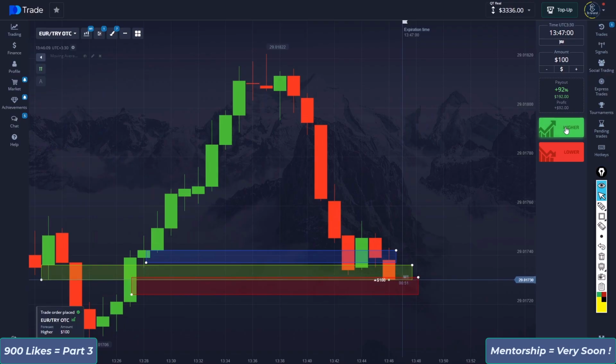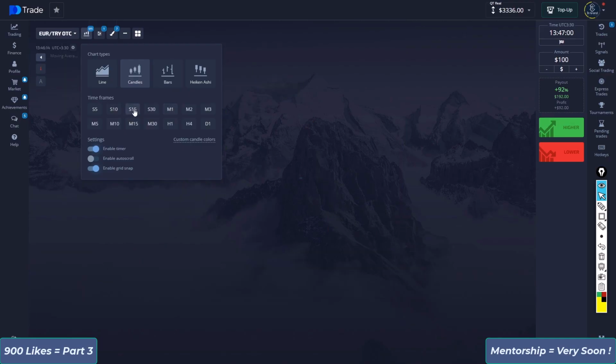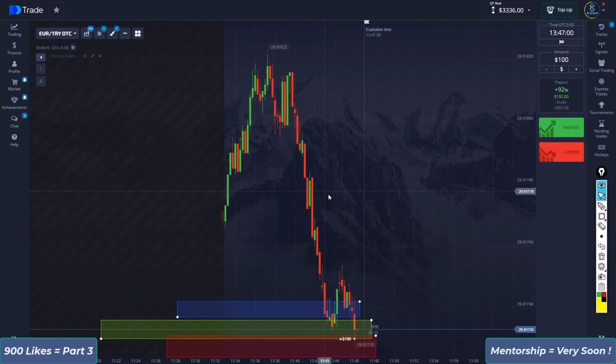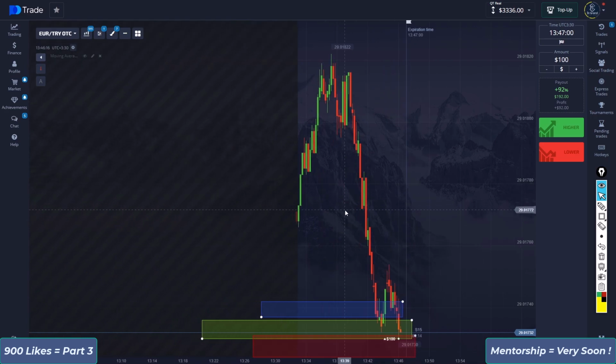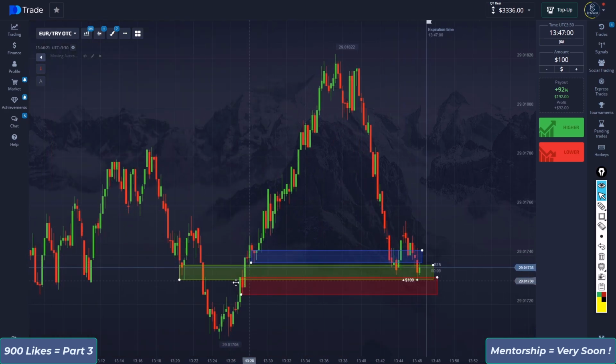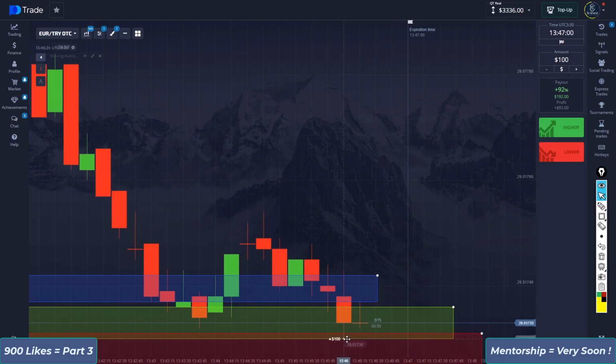I entered right here, at this red area. Let's go to the 15-second. I want to show you the importance of the right supply and demand. This is the demand right here. And I entered exactly at this red area. Let's see.